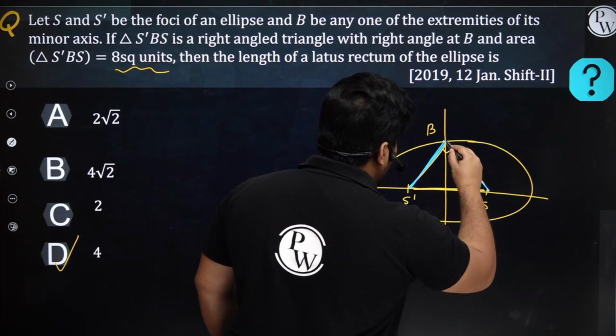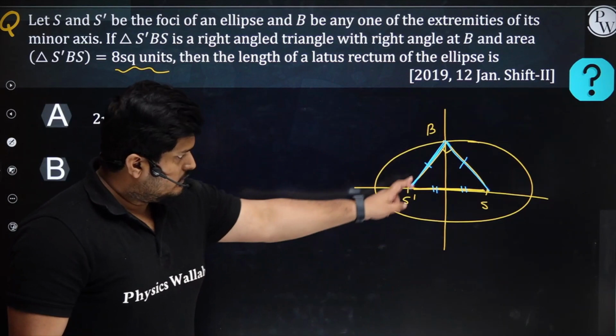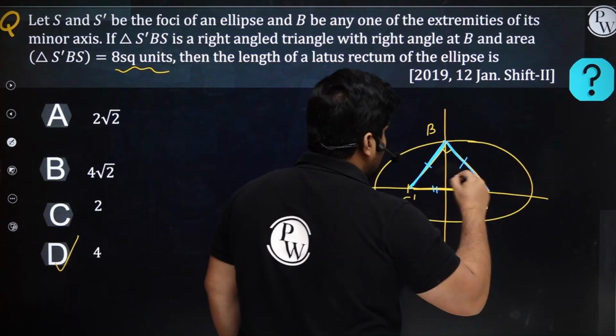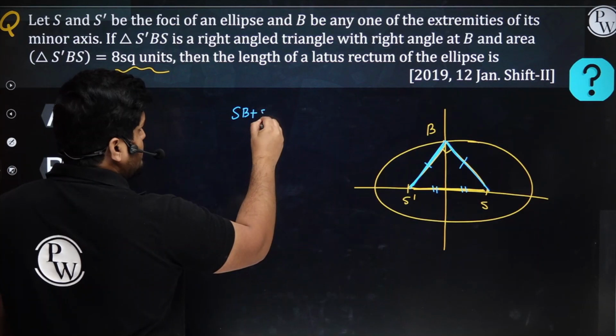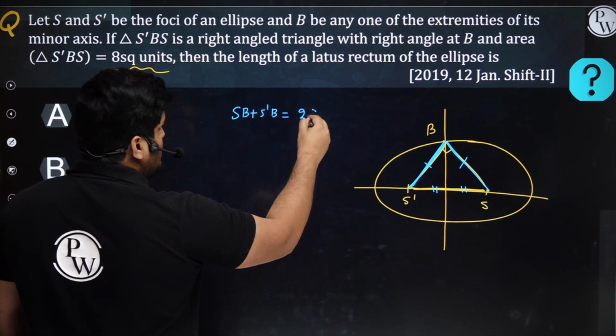This is equal in length, so these two will also be equal. So what can we say from here? That we have SB plus S dash B is equal to 2a. This is SB plus S dash B equal to 2a.